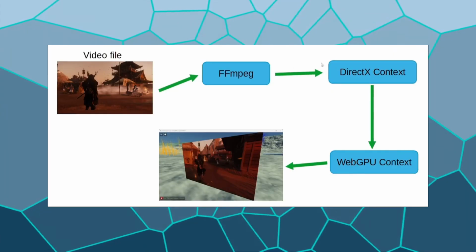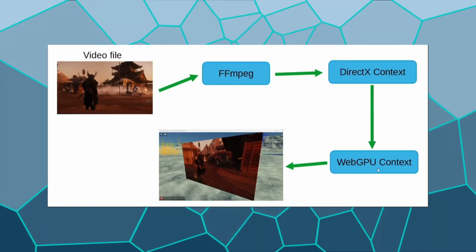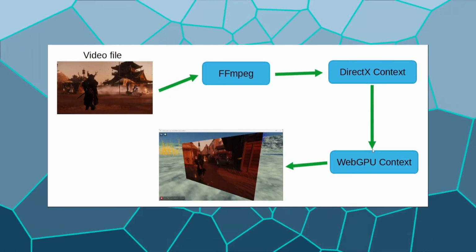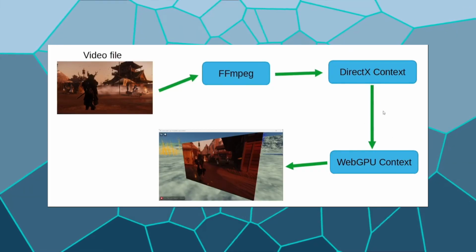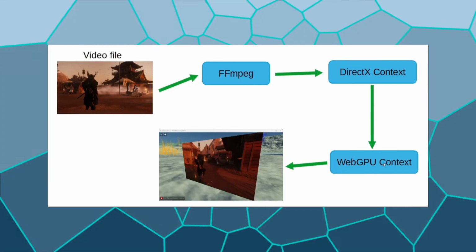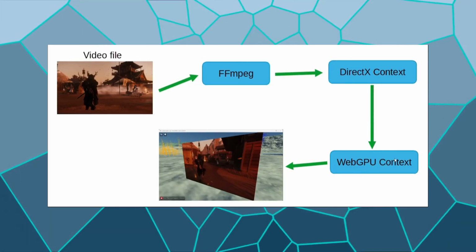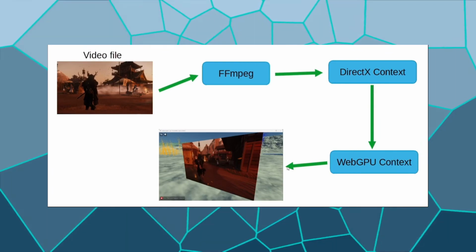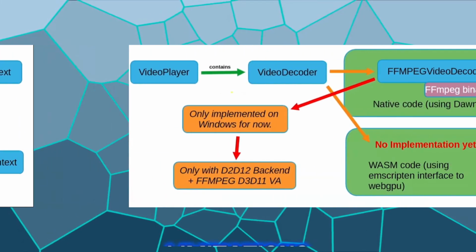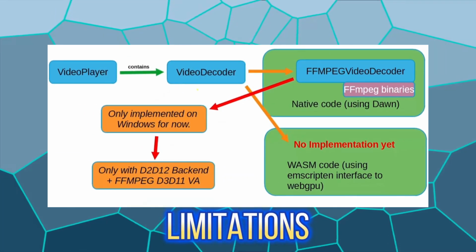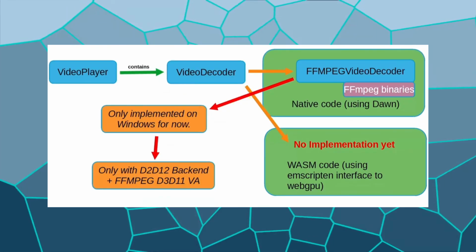Then we will copy the resulting DirectX texture into our WebGPU context using the new shared texture handling API from Dawn. And finally, we can process the final WebGPU texture as any other regular texture and display it in our application, which is, for example, what I'm doing here on a simple quad. Now, this is all just a very simple and minimal implementation with a lot of limitations for the moment.